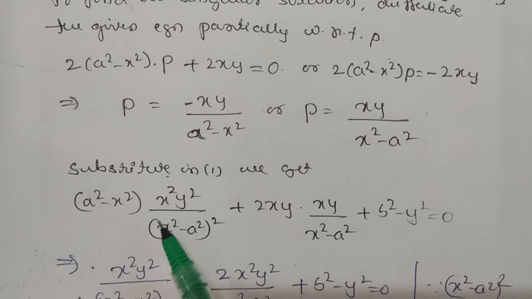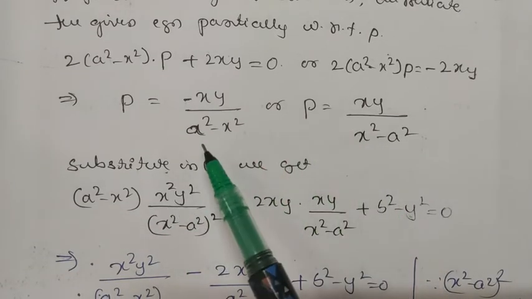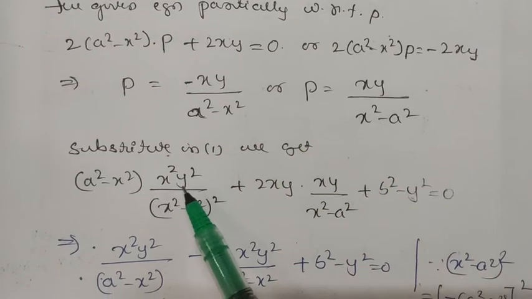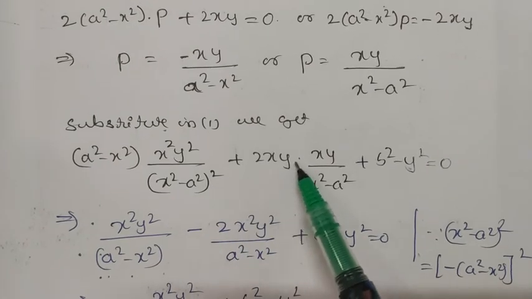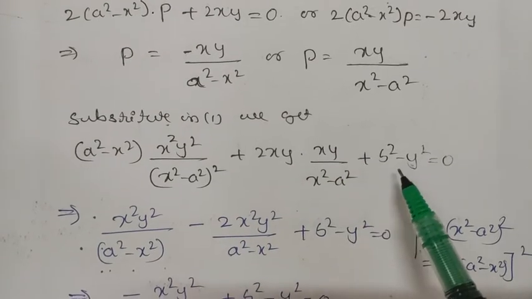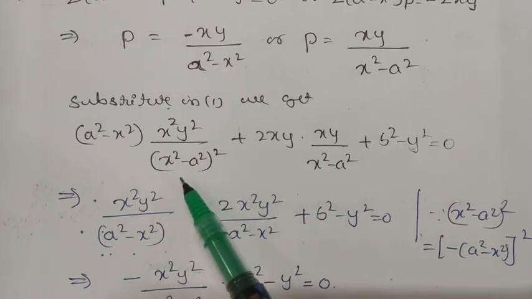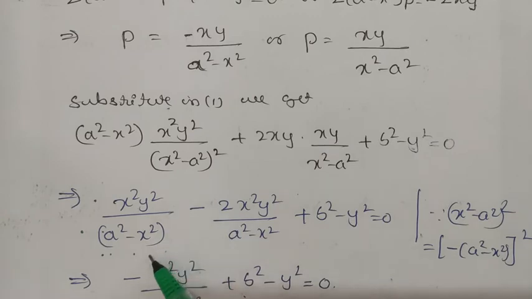So that is a square minus x square into p square. P square is here. After squaring this one, see here I have taken minus sign common in the denominator and it becomes x square minus a square. So it is x square a square y square divided by x square minus a square whole square, and 2xy into x divided by x square minus a square plus b square minus y square equals 0. You just get one term cancelled, a square minus x square gets cancelled. So only one term remains.